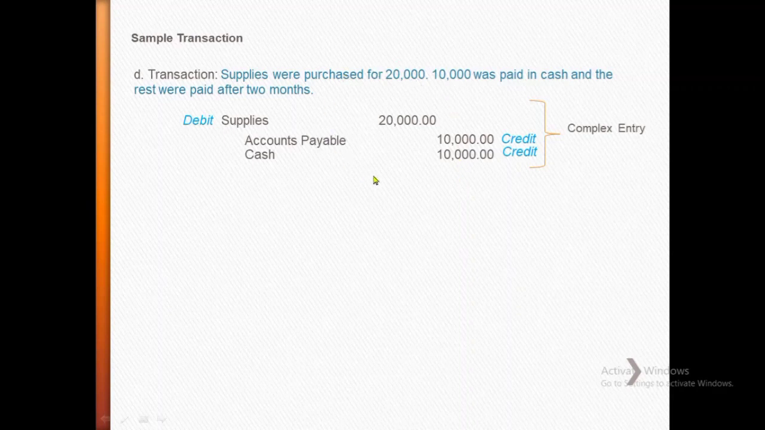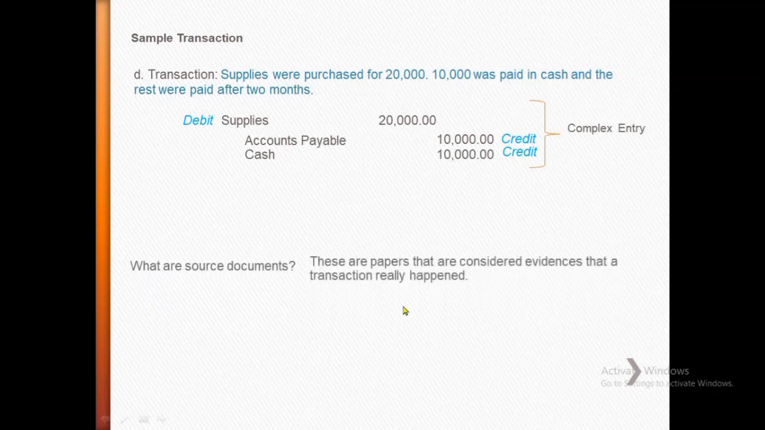So like we have this one. The debit is 20,000 and the credit total is also 20,000. Guys, before we go further, I would like to tell you that the data for the transaction, for example the 20,000 amount of the supplies as well as the payment terms, are found on the source documents. So what are these source documents?